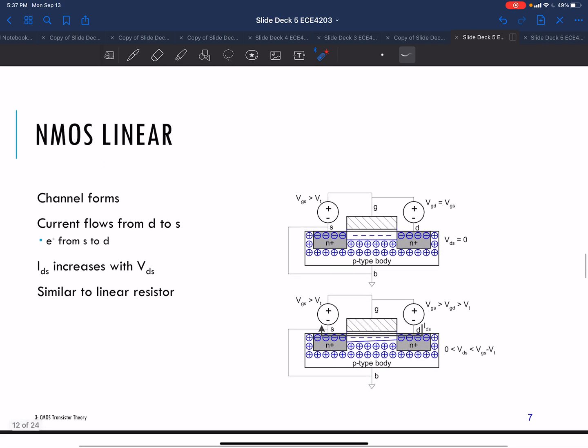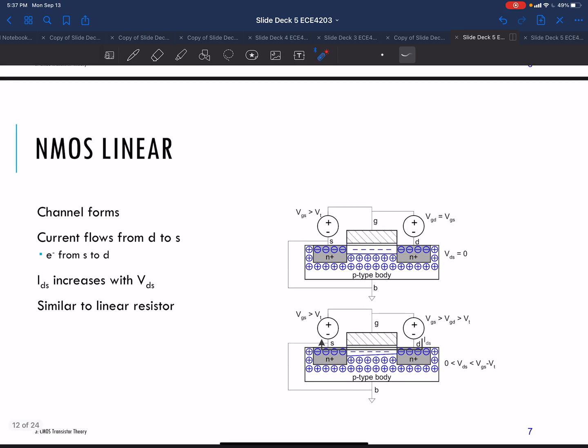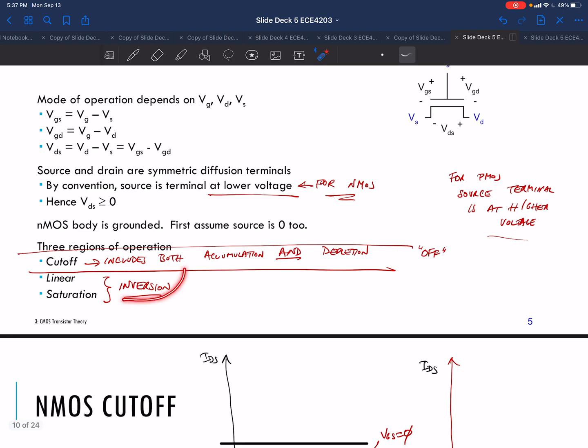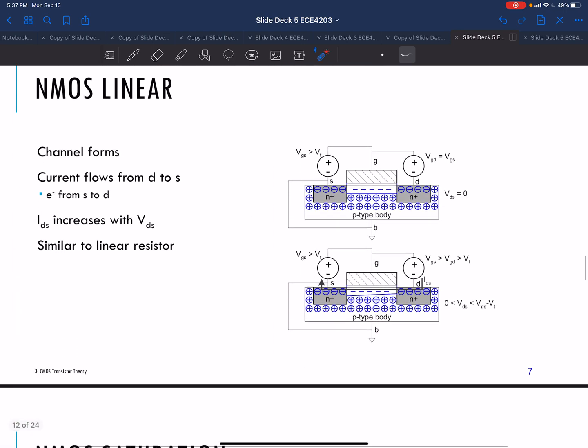The next region, which we call the NMOS linear region, is where the gate source voltage is higher than the threshold voltage. And you have the case where inversion of a channel has started forming. The channel has inverted, meaning you have negative charges under the gate because of the electron hole generation. Electrons are generated and they go underneath the gate, in the channel.